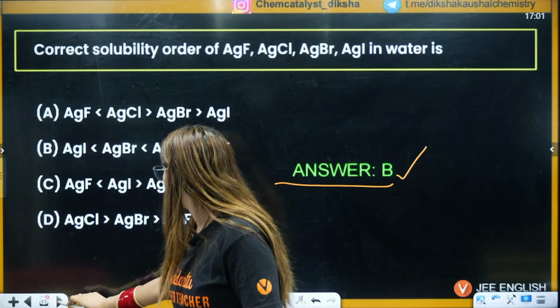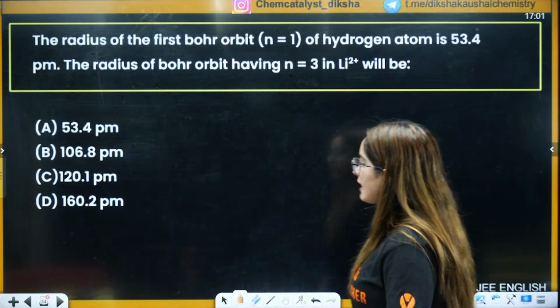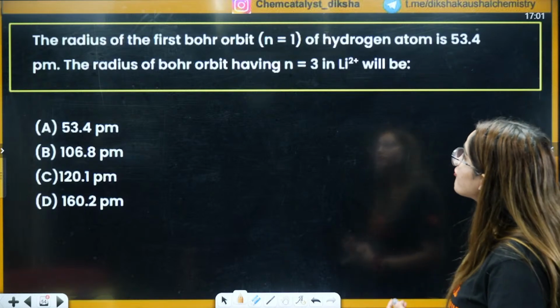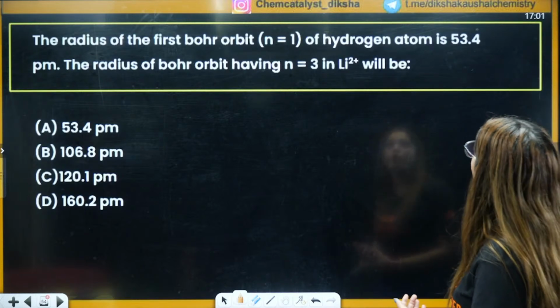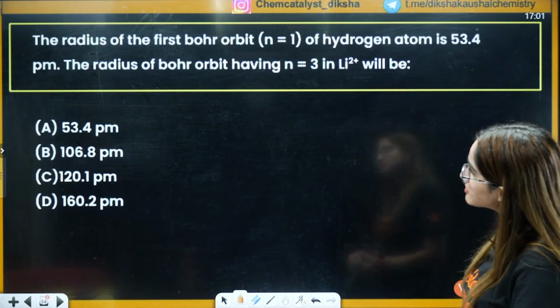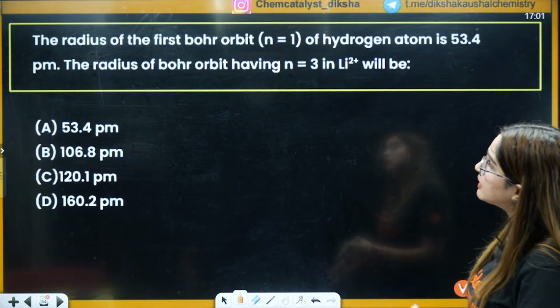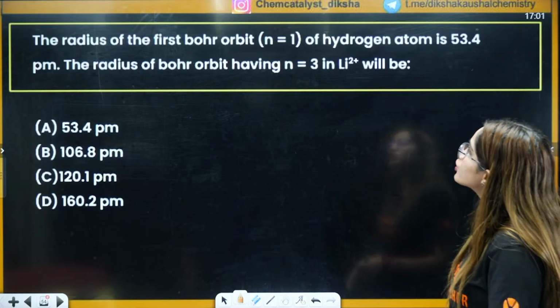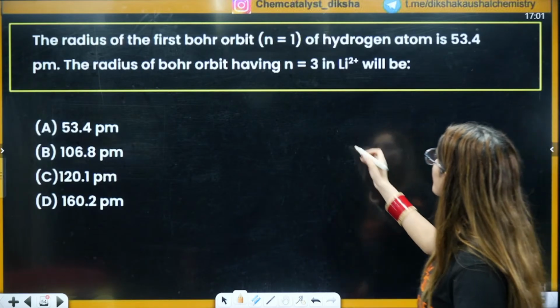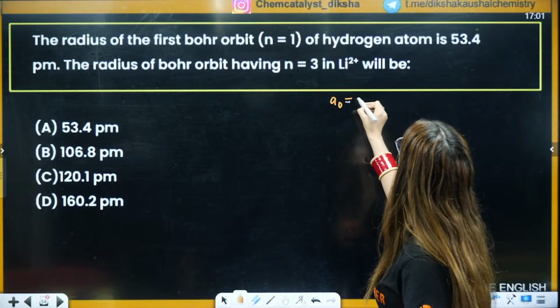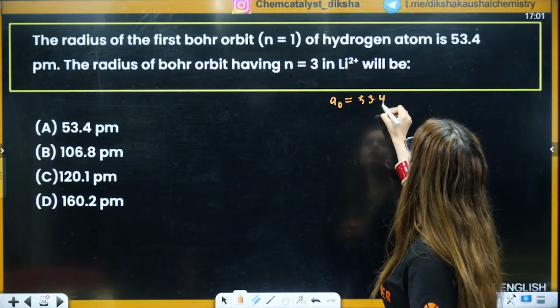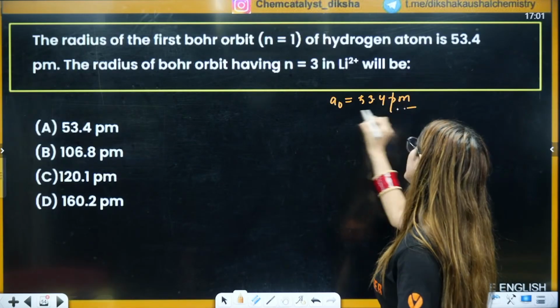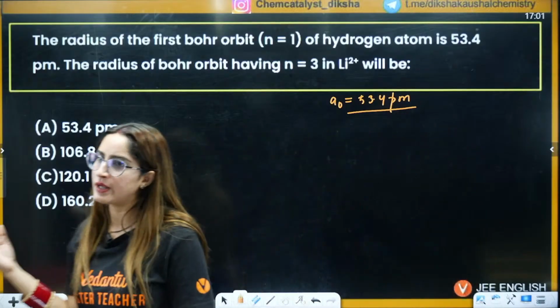Okay, understood? Next question is the radius of first Bohr orbit of hydrogen atom is this. The radius of Bohr orbit having n is equals to, okay. So they are saying the radius of first Bohr orbit, that means a naught is given to be 53.4 picometer only. They have asked you the answer in picometer only.